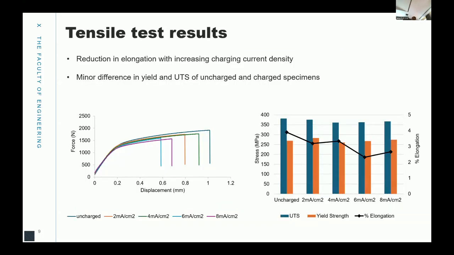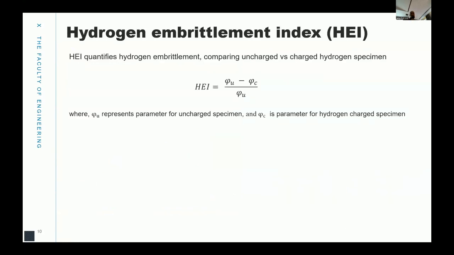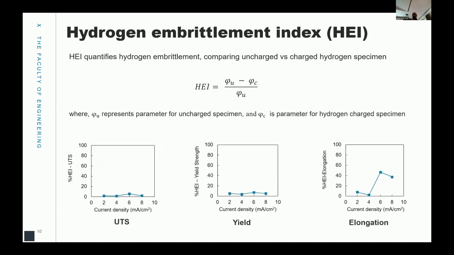Tensile test results. As you can see from these results, there's a reduction in elongation as the charging current density increases. To further illustrate this, we have the hydrogen embrittlement index, which is used to characterize hydrogen embrittlement. For the results shown in the previous slide, we see minor changes in the UTS and the yield. However, there are significant changes in elongation, or the ductility, of this aluminum alloy.